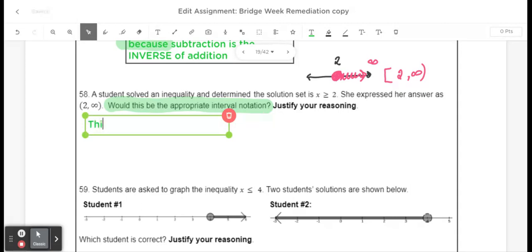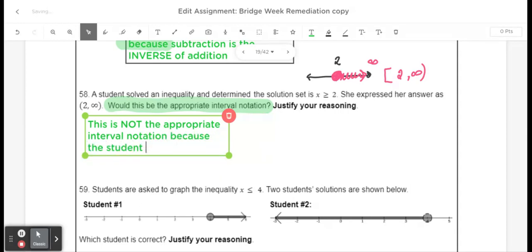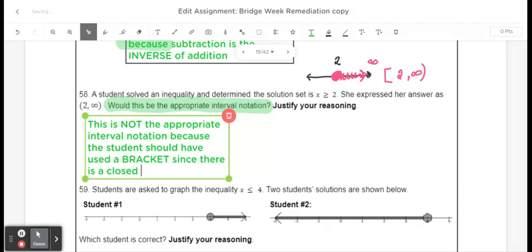And that's exactly what I'm going to say. I would say this is not the appropriate interval notation because the student should have used a bracket since there is a closed circle on the graph.